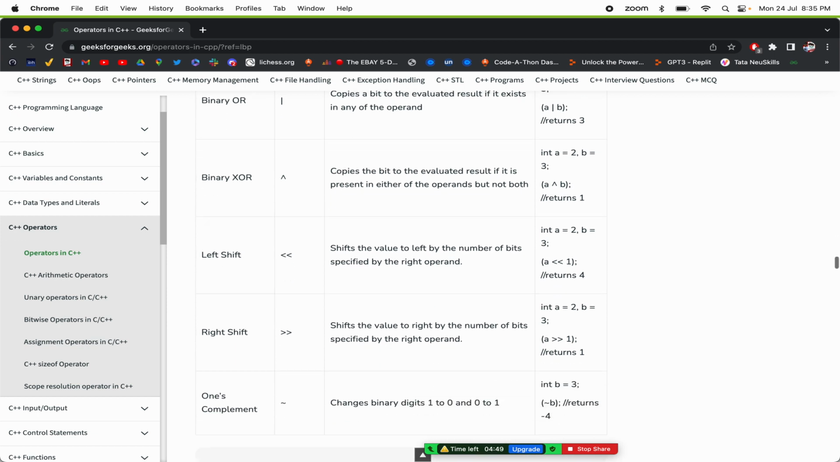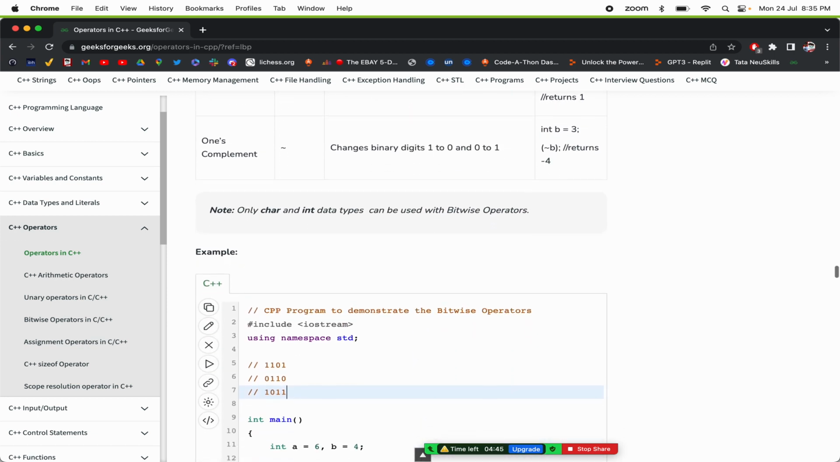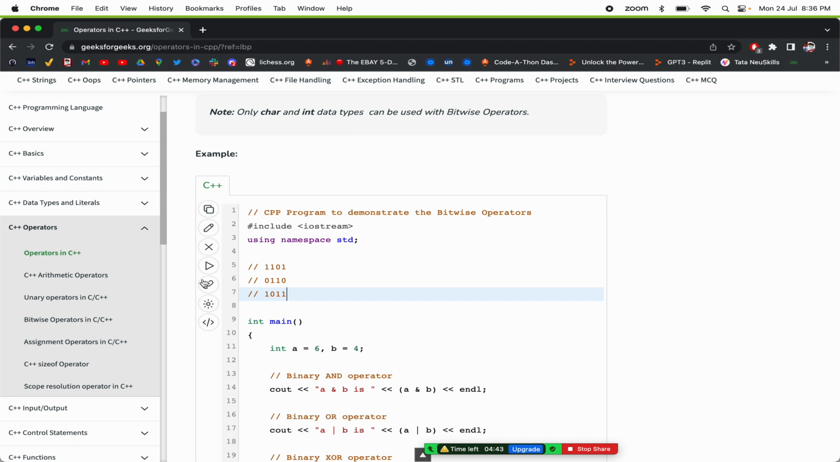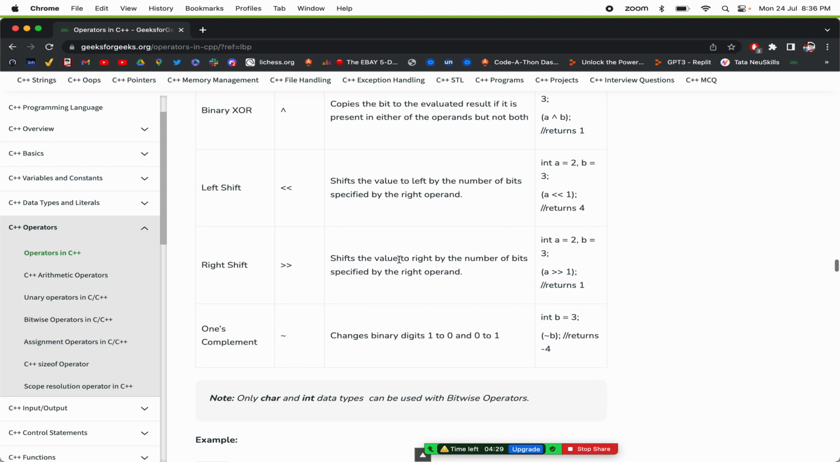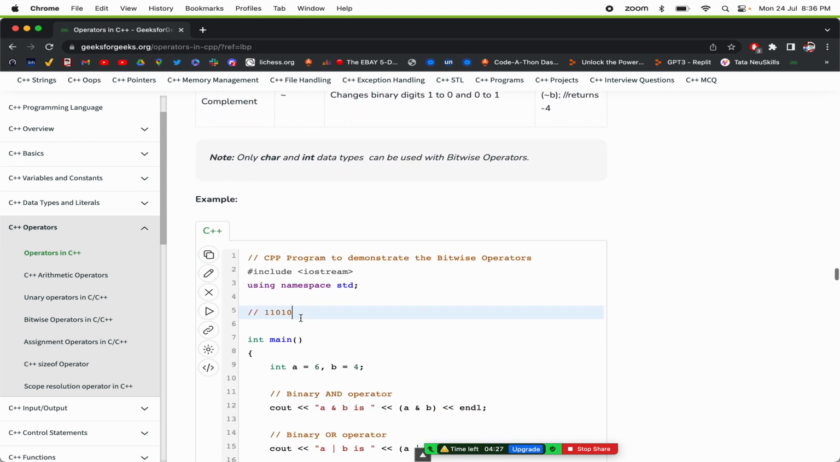Next we have left shift, and this will just shift your bits to the left. If we are left shifting 1101, this will shift it to the left and add 0 at the starting place. Right shift will shift this to the right and add 0 as the starting bit.